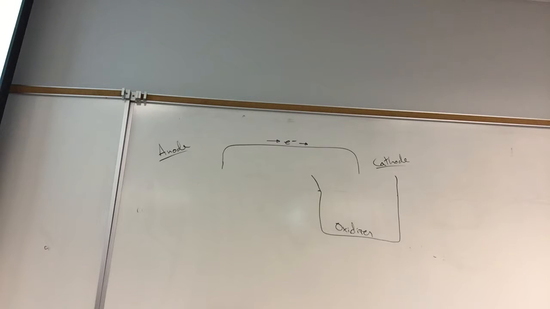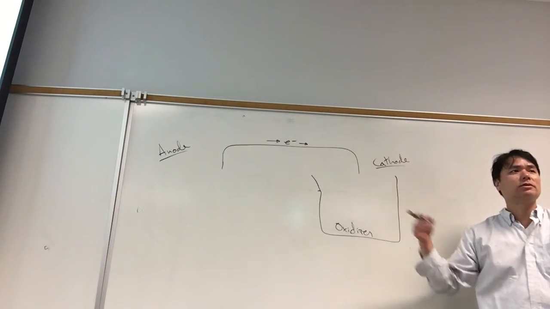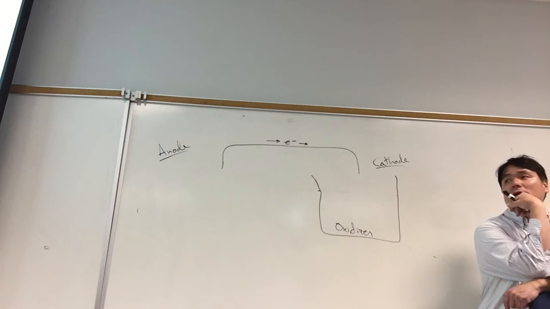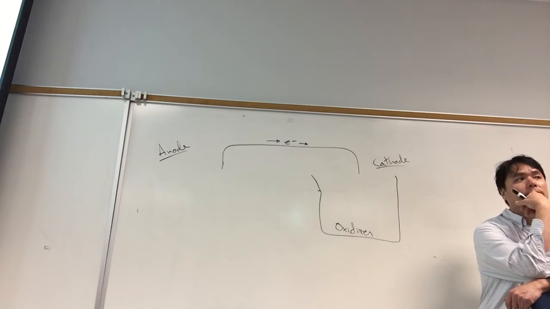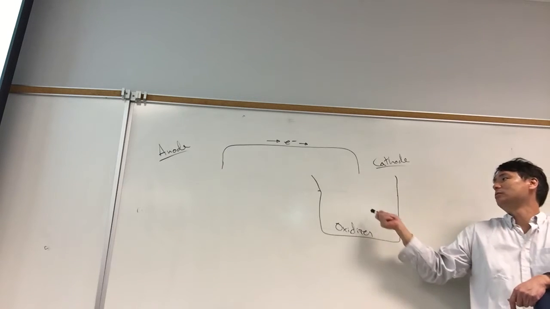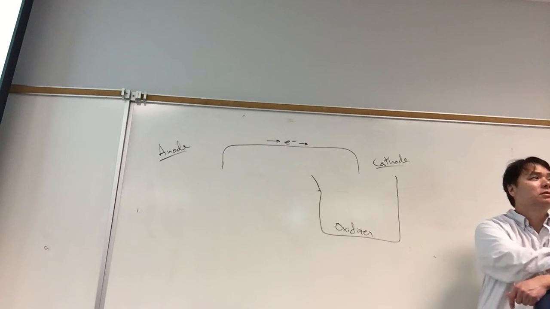Can you name some oxidizers for me? What oxidizers can you remember from this? Ozone. Ozone's an oxidizer. So we could bubble ozone gas in here, and that would pull electrons. That's a neutral element. What else is an oxidizer? O2. O2 is a great oxidizer. We could bubble O2 gas that will pull electrons through.